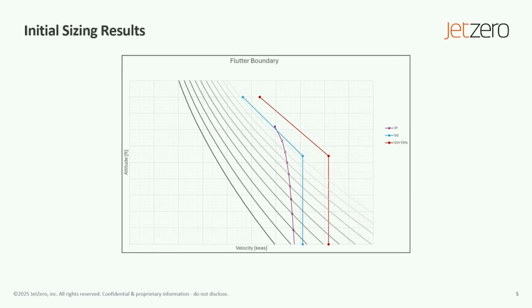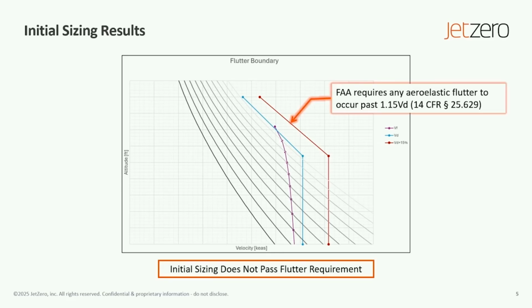After the baseline wing sizing, we move on to step 3, which was to run a Sol 145 flutter analysis. So this flutter boundary graph shows a plot of altitude versus knots equivalent airspeed. What we really want to focus on here is the red line all the way to the right of the graph. That is our 1.15 times diving speed boundary. And according to FAA, any aeroelastic flutter really needs to occur past this point, so on the right side.